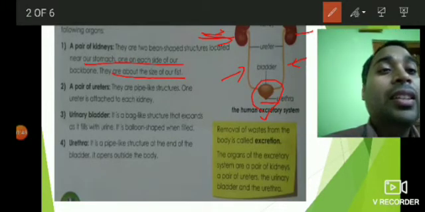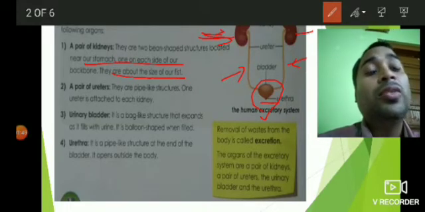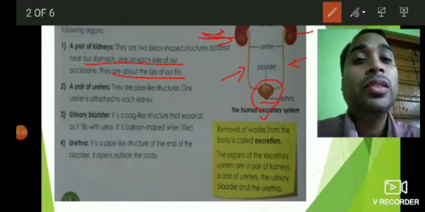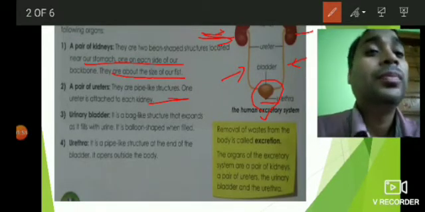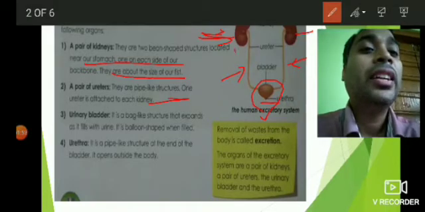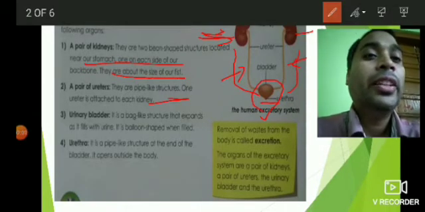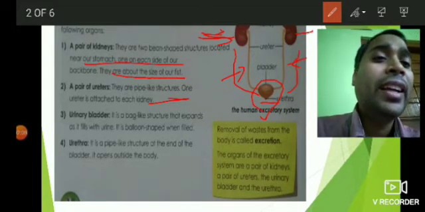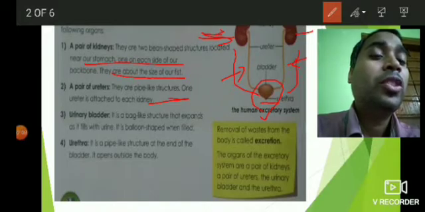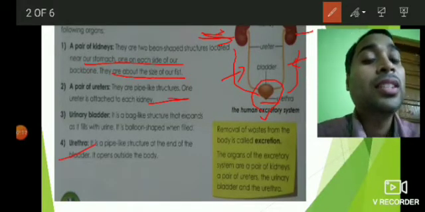Then these two kidneys are connected to tube-like structures which are known as ureters. They are pipe-like or tube-like structures that bring the urine from the kidneys to the urinary bladder. They carry the liquid waste in the form of urine to the bladder, and from the bladder it comes out through an opening which is known as the urethra. So this is the opening known as the urethra.